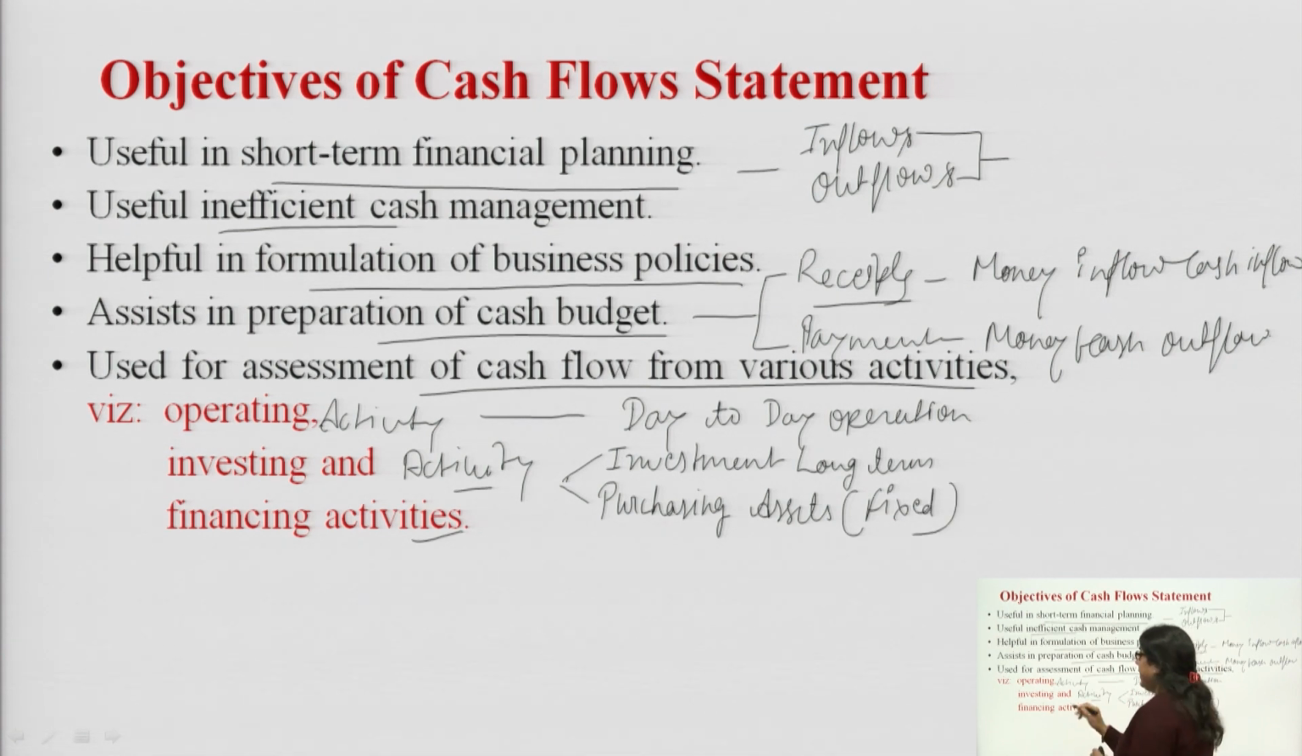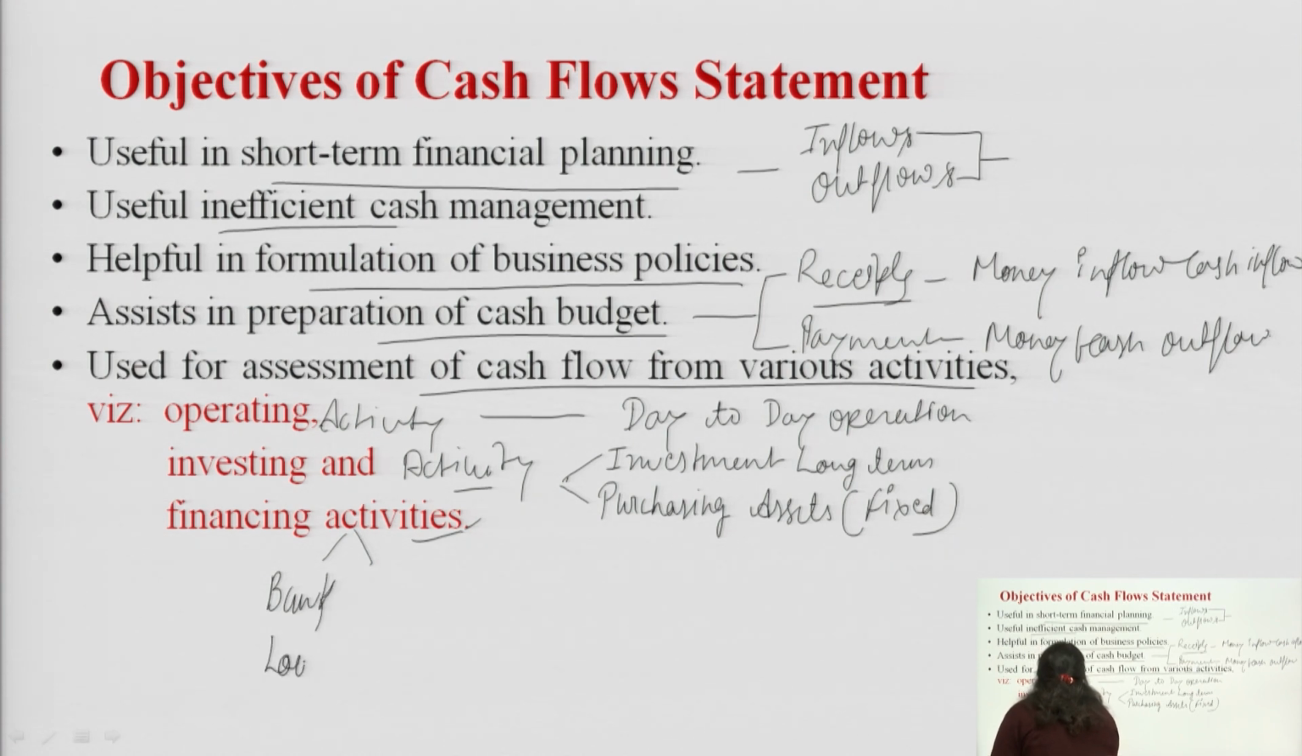So, by this we are investing the money. Third one is financing activity. Financing activities means from where you are getting the money. There are only two ways to raise the money from the other person. One is you can raise money through bank loan, and sometimes you are borrowing money through the equity.